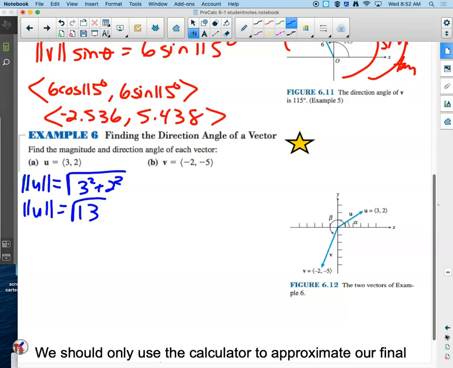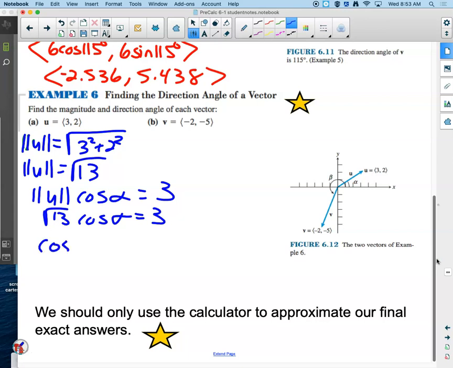Now we need the direction. So if we need the direction right here, we could use either magnitude cosine of theta equals x, or magnitude sine of theta equals y. I think I'm going to just stick with cosine here. So our magnitude times the cosine of, and this time they've got a little alpha sitting in there, has to come out to 3, because that's how you get the x-coordinate. Well, we know the magnitude already. That's the square root of 13. So if I want to figure out what alpha is, I'm going to have to do the inverse cosine of 3 over the square root of 13 to get alpha.